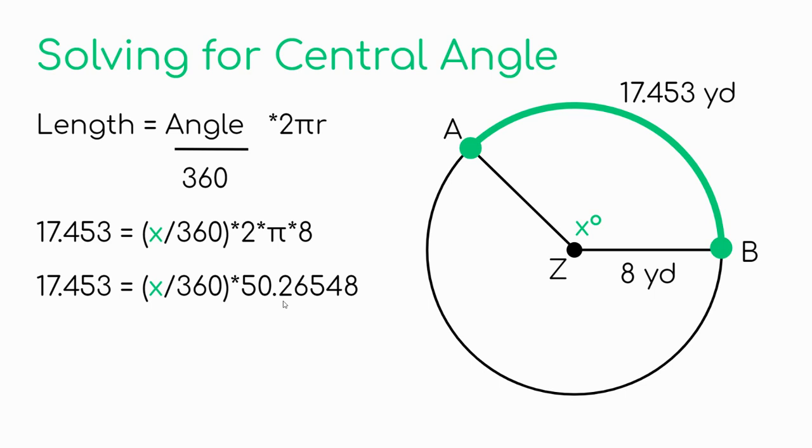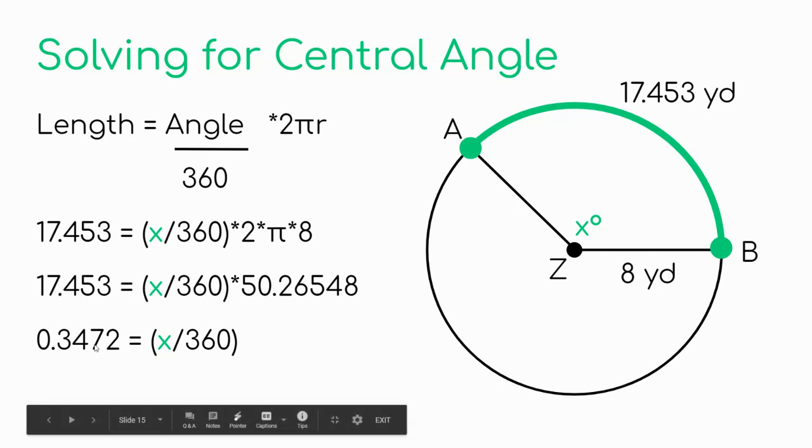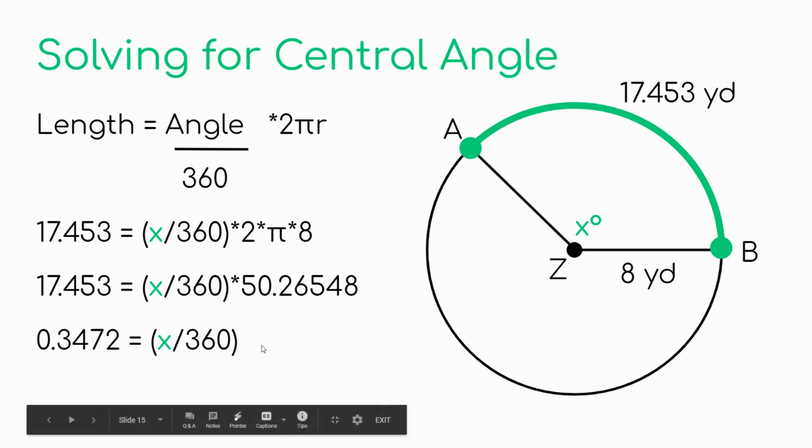So I'm going to do 17.453 divided by 50.26548. So when I divide my 17 by my 50, I'm getting 0.3472 equals x divided by 360. All right, so we've got less over here by our x, but we still have this 360. To get rid of divide by 360, we're going to do the opposite. So we're going to multiply both sides by 360.